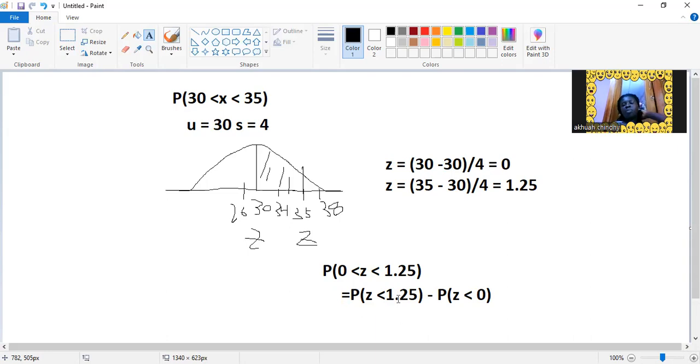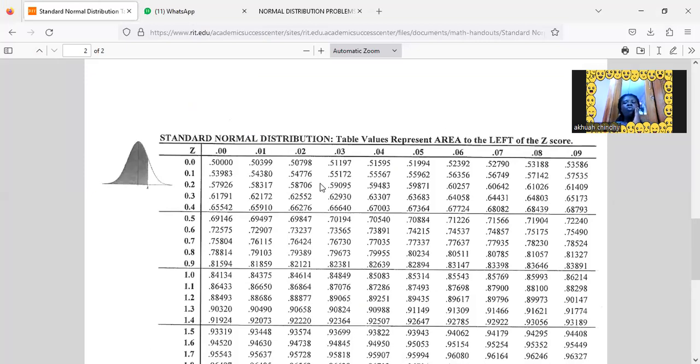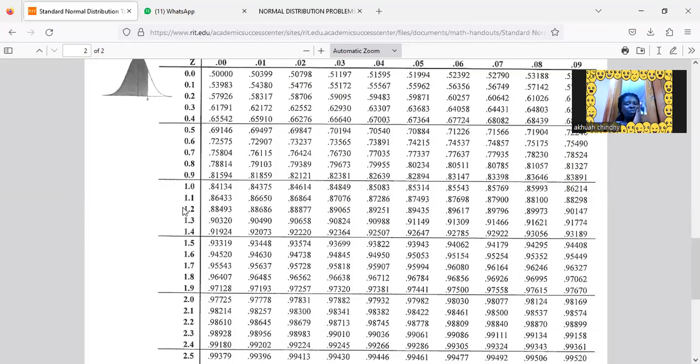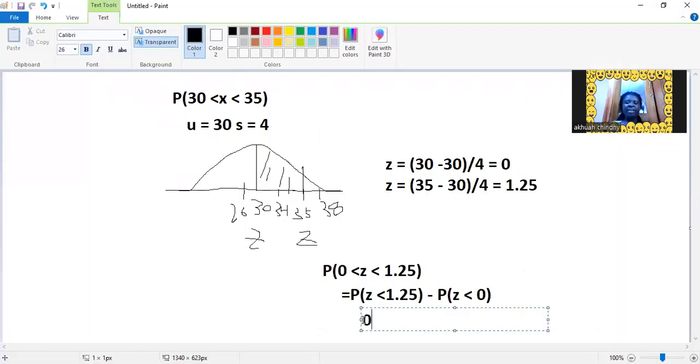Okay, so this 1.25. We'll go to our positive table. It's 1.25, so we'll look for 1.2 here, then we'll look for our 0.05. So 1.2 is here, then our 0.05 is here. So our figure here is 0.89435. Minus the probability that x is less than 0.